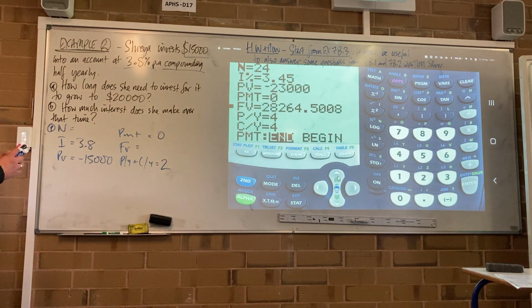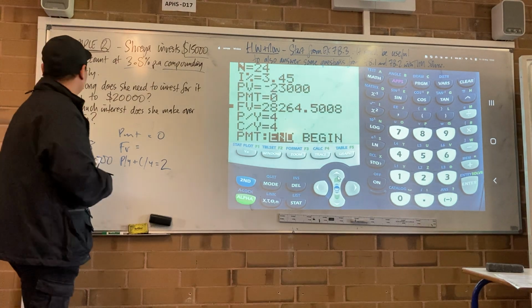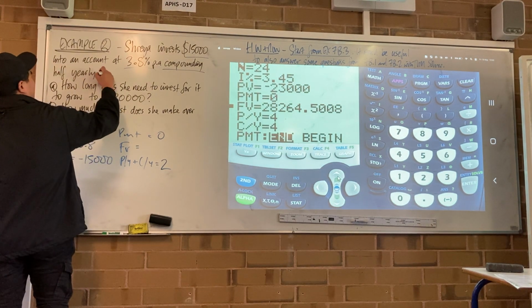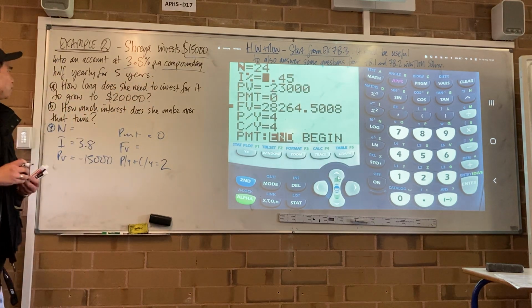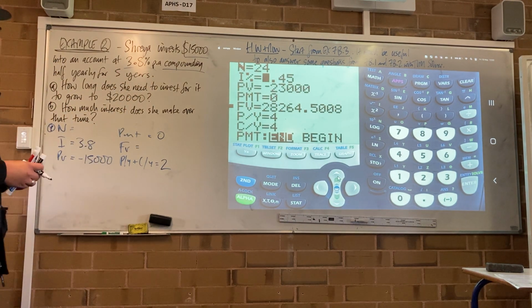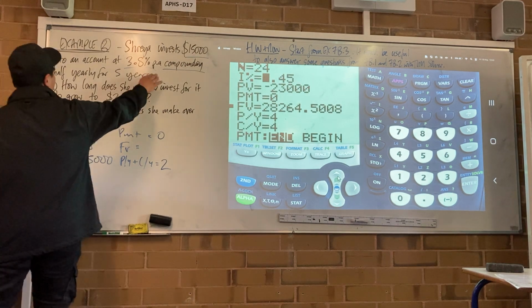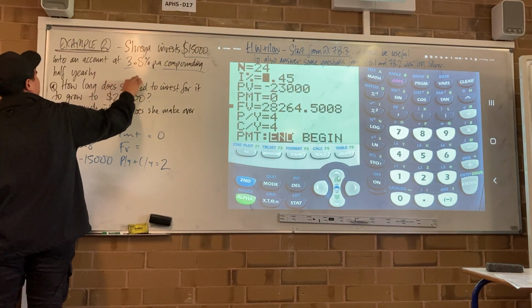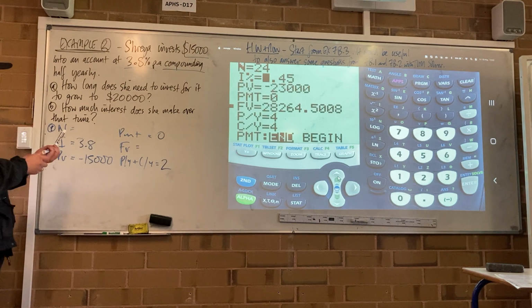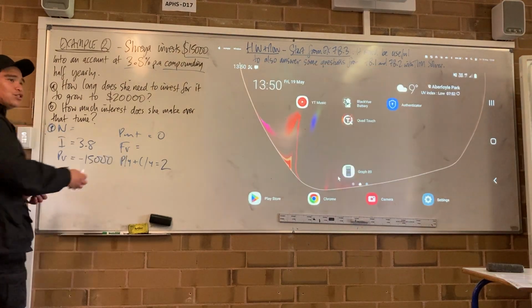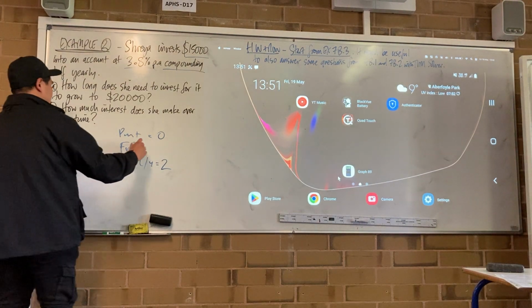How many years has she... Oh no, I haven't said. Let's do it for 5 years. Oh no, we're working out how long. There's a mistake. How long does she need to invest it for to grow to 20 grand? What do I want it to grow to? 20,000.